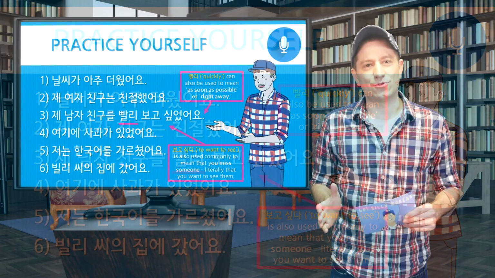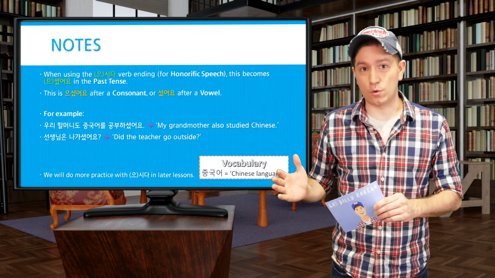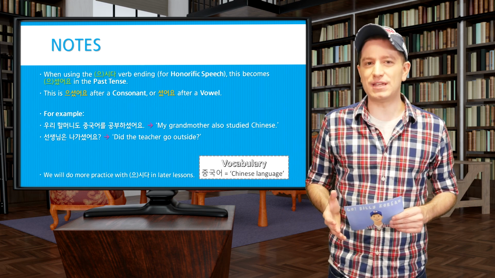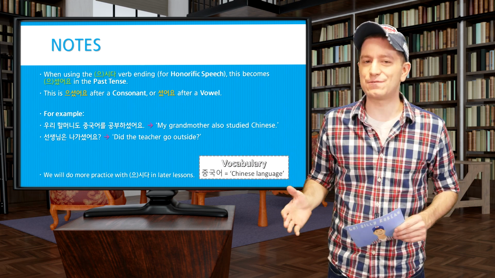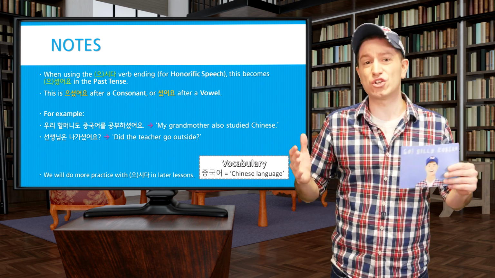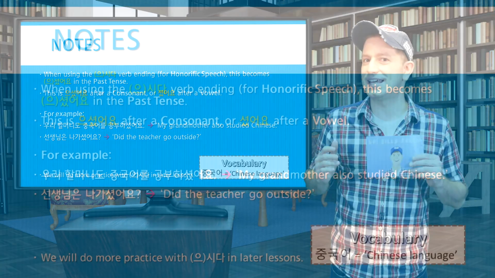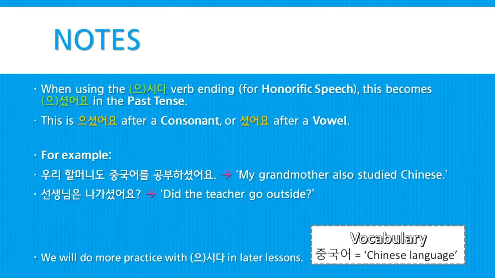Before we go, some notes. When you're using the 으시다 form in the past tense, it will become either 으셨어요 after a consonant or just 셨어요 after a vowel. Here's an example of that. 우리 할머니도 중국어를 공부하셨어요. My grandmother also studied Chinese. 선생님은 나가셨어요? Did the teacher go outside? And we'll do more practice with this in a later lesson.